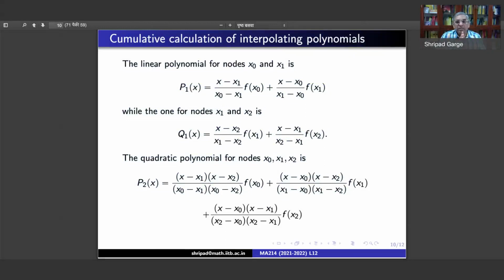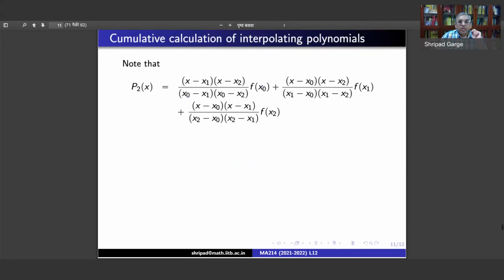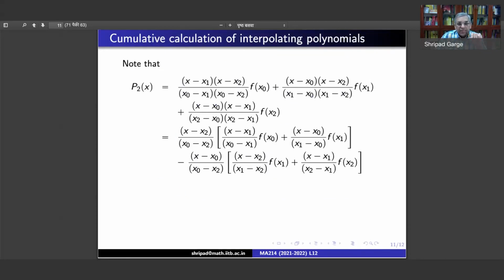So this is our formula for P2, and let's rewrite this P2 in a slightly better way. We note that P2 is given in this way. I have just copied it from the previous slide, but I am going to write it in a slightly different way. I have made some changes, and let's just verify that these two expressions are still the same.